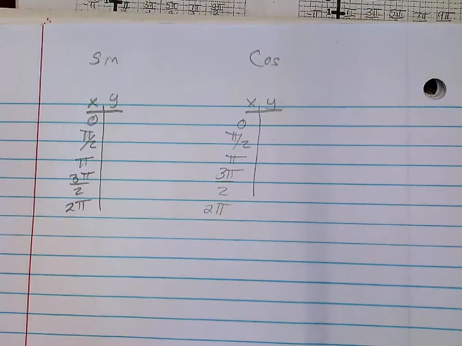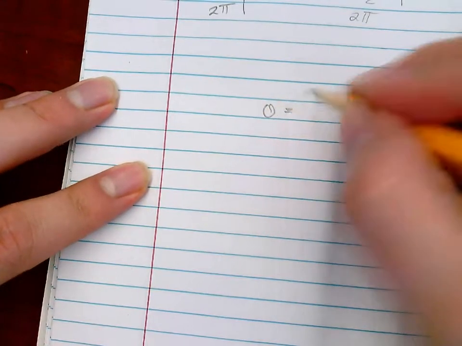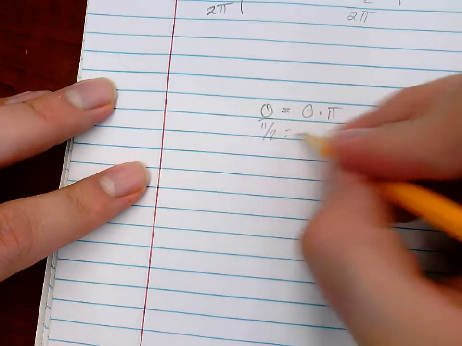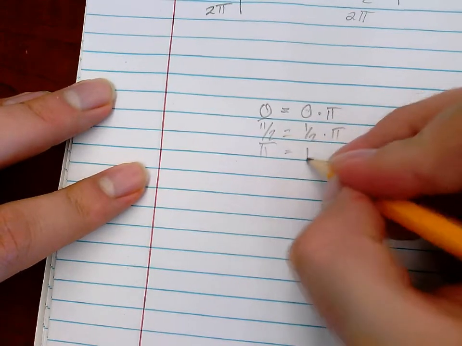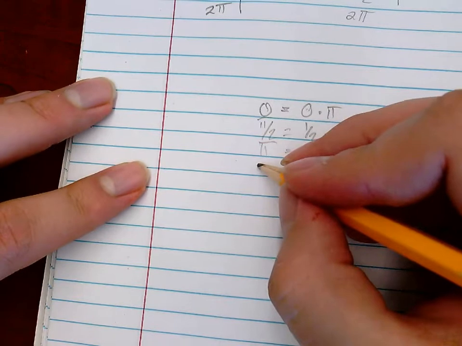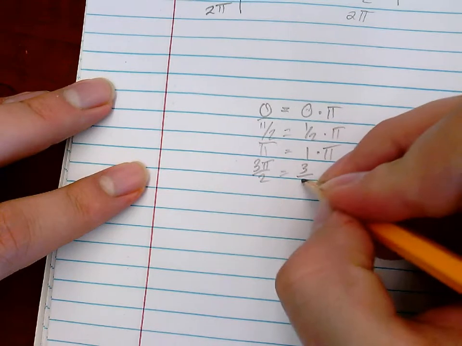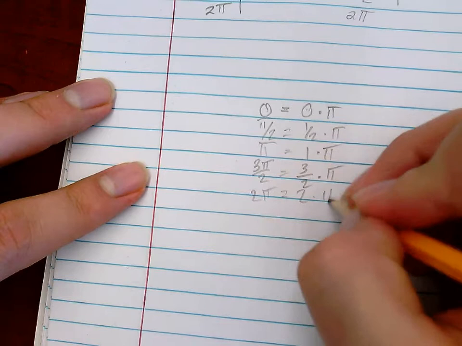And remember, the pi's honestly are an afterthought. Technically, remember, we have our little cheat sheet that tells us that 0 is the same thing as saying 0 times pi, okay? Pi over 2 is the same thing as saying 1/2 times pi. Pi is the same thing as saying 1 times pi. 3 pi over 2 is the same thing as saying 3 over 2 times pi. And then 2 pi is the same thing as saying 2 times pi.